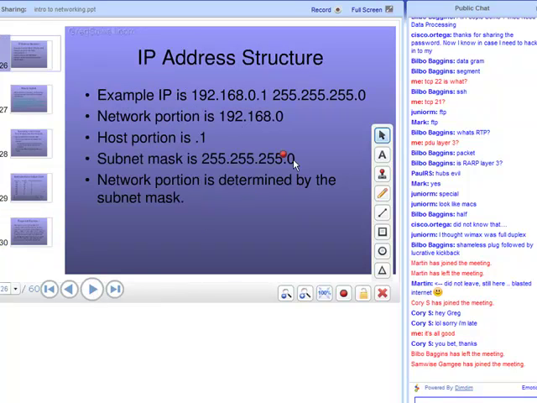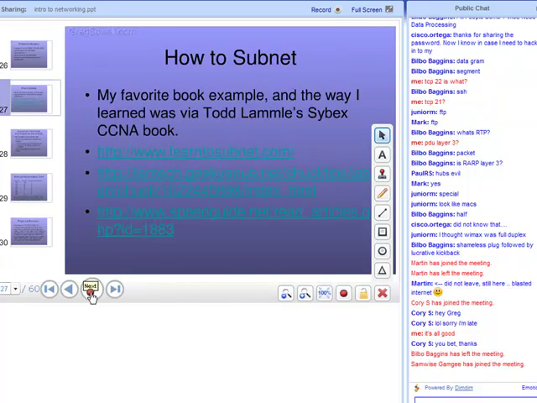Let's see. Example IP is 192.168. Oh, we already talked about that. How to subnet. Here's some good resources. My favorite way to really learn how to subnet, and I had to read this guy's chapter on subnetting 3 times, but it was terrific, is Todd Lammle's Sybex CCNA book. I happen to have Googled it, and I may have seen some link popping up. Maybe some way to look at it online or download. I have no idea. And here's a few other resources you can use.